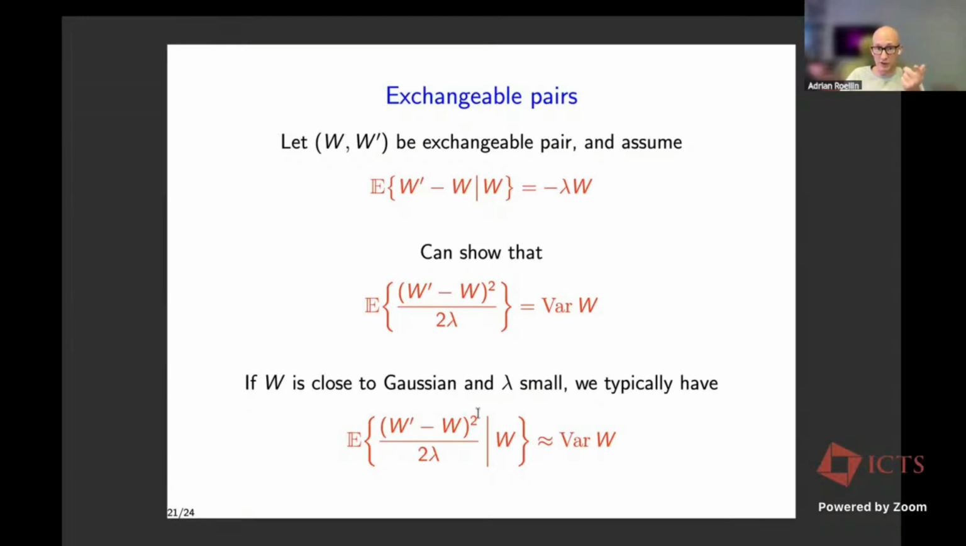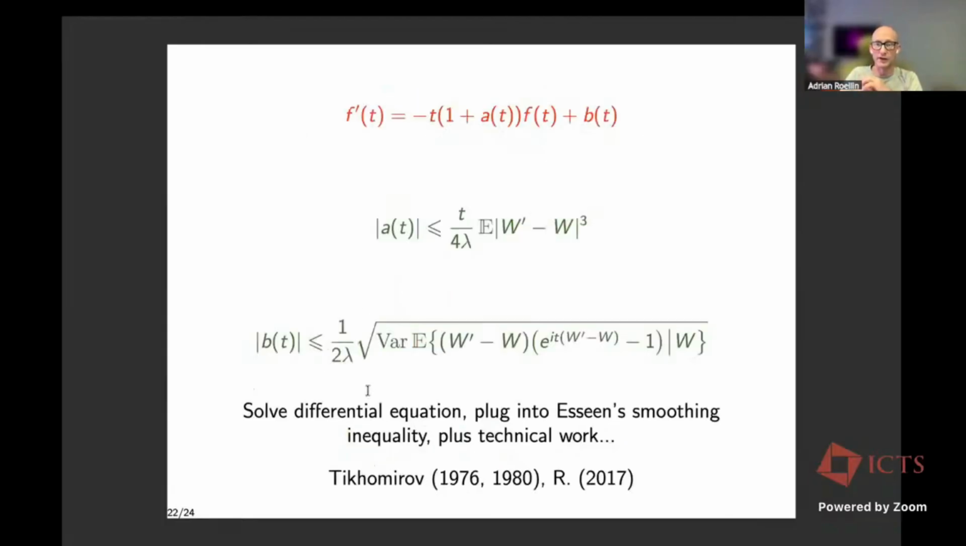And if this expression here, which is a random quantity, is also close to the variance in probability, or however you measure that, you can then actually prove a quantitative result and measure how close this is to the Gaussian distribution. I'll give you an example. That's not what Stein originally did, but what a few years later a Russian mathematician called Tikhomirov did.